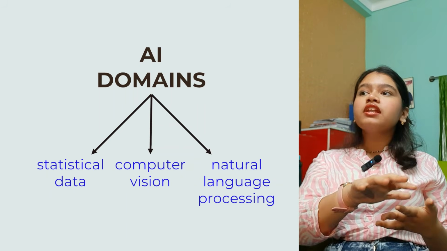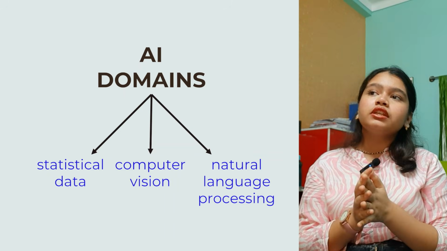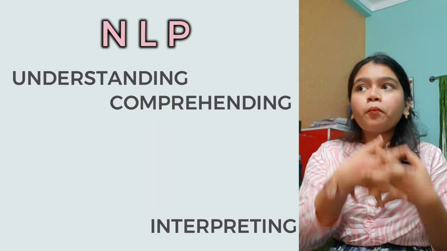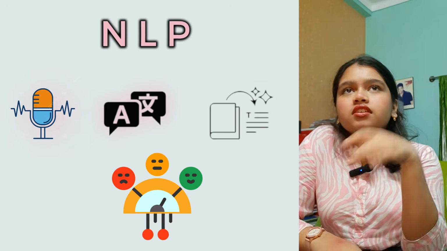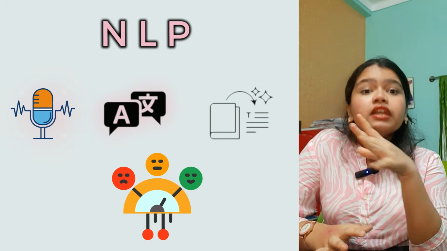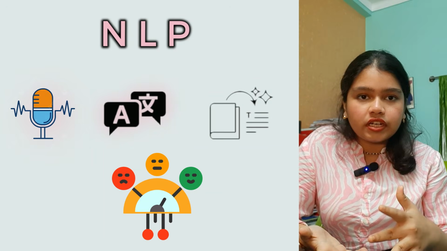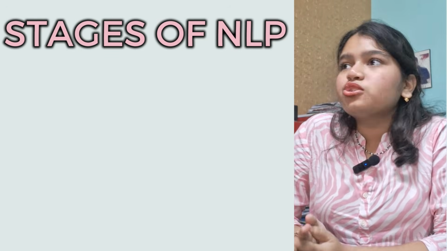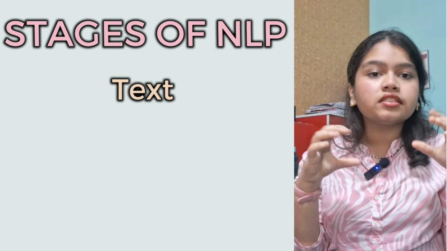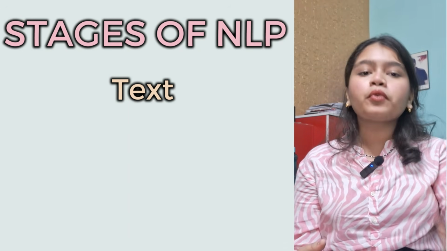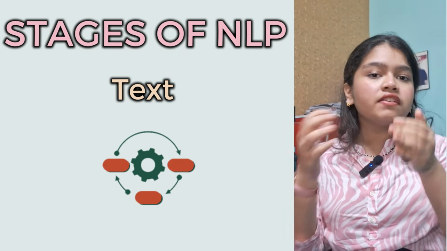Now NLP, or natural language processing, is that domain in artificial intelligence that totally deals with understanding, interpreting, comprehending, and generating human language. Okay, so it helps in tasks like speech recognition, translation, summarizing text, sentiment analysis, all of that, where interaction with human language is needed. So now we are going to study the stages in natural language processing. Here we are giving a text as input to the system, and that will be processed in 5 steps. Okay, those 5 steps you are going to see.